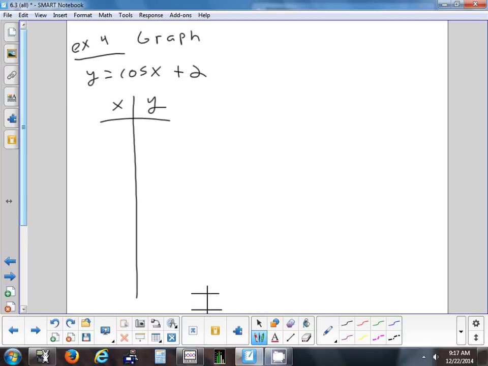Next thing we'll look at is our stretches. Stretching vertically and horizontally. So the height of a sine or cosine wave, that's called the amplitude.